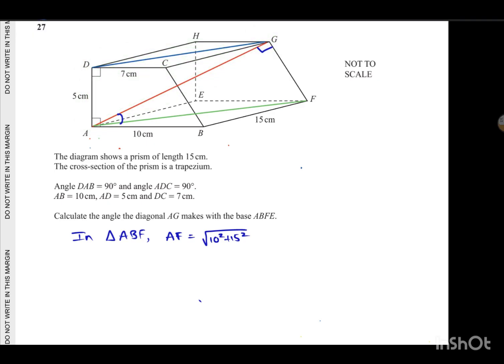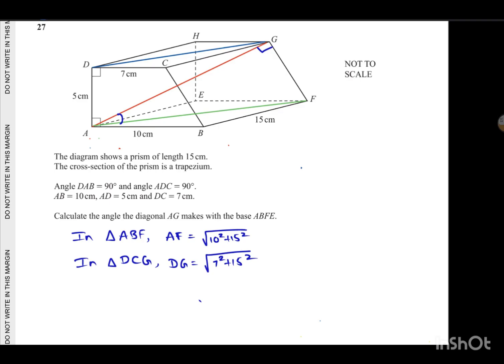So first we'll find out DG. For finding DG, we can take any triangle. In triangle DCG, there are two triangles there, any one you can take. Triangle DCG, DG will be square root of, now one side is 7, the other side will be 15 because this is opposite. So this is 15. So 15 square plus 7 square, or 7 square plus 15 square. This is the value for DG.